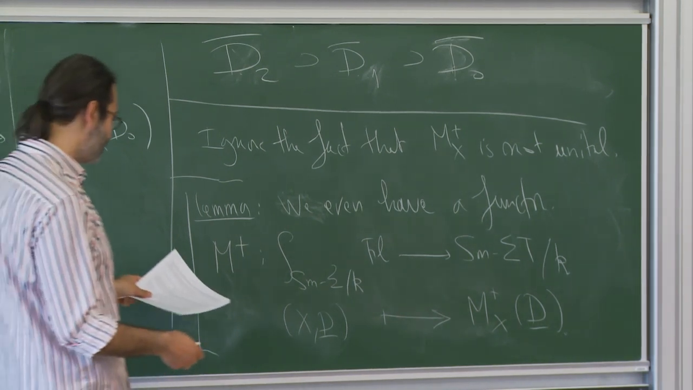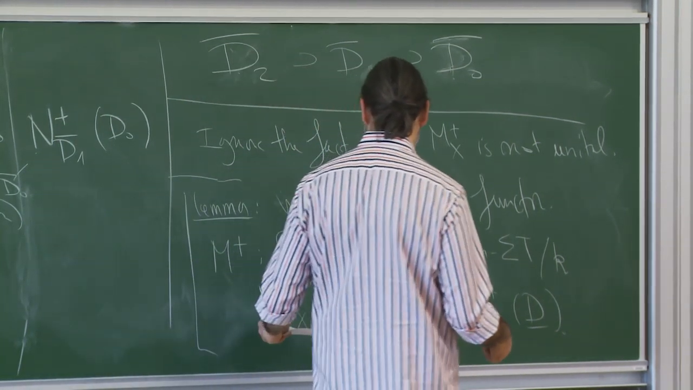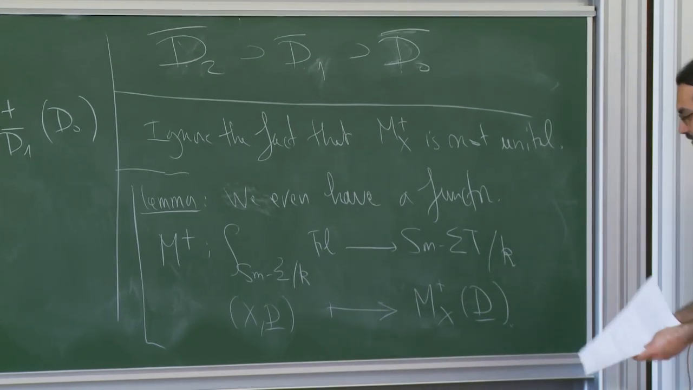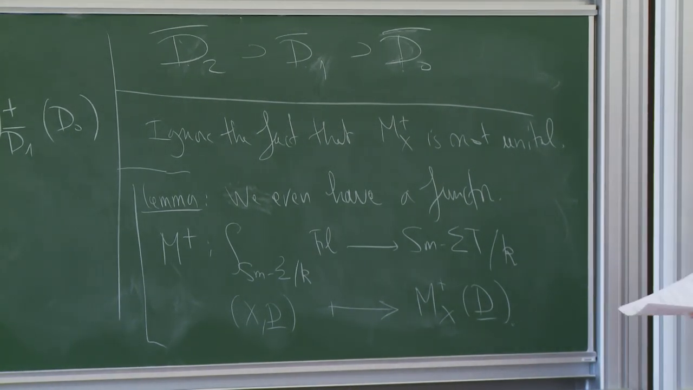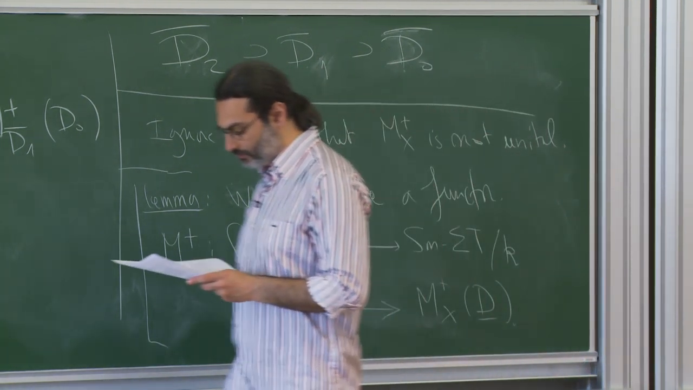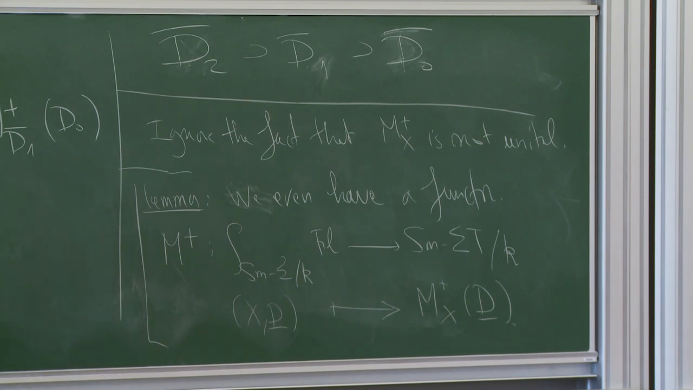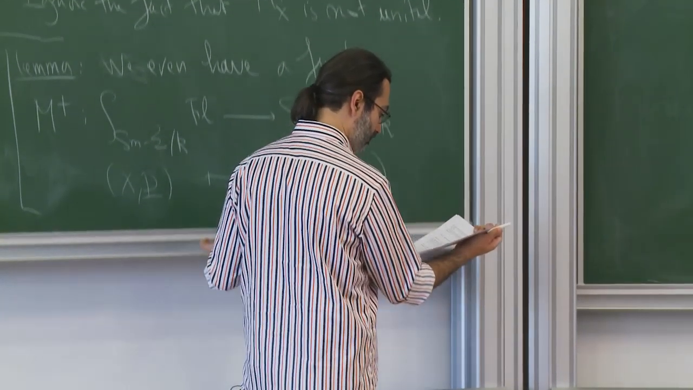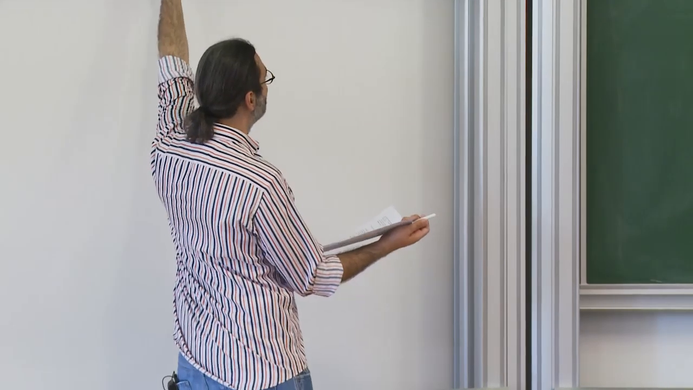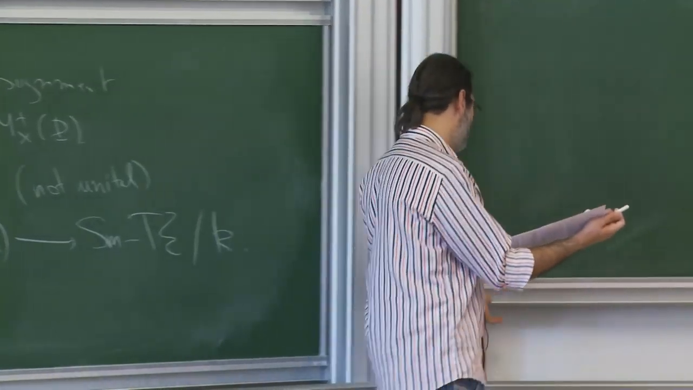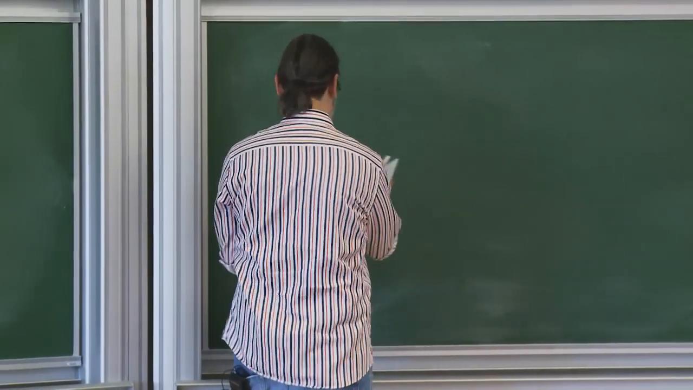It's maybe not so important to remember how all this is constructed, at least on objects. To a flag, to a scheme and a flag, we associate essentially some kind of normal cone of the small stratum inside the large stratum. And so finally we get this nice two-functor that will play some role from now on.